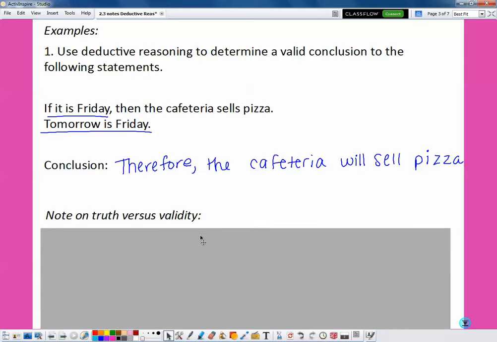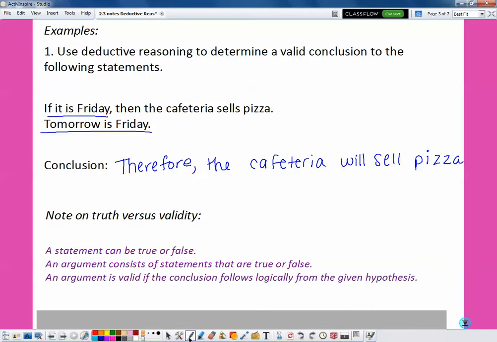Some notes about truth versus validity. A statement can be true or false. An argument consists of statements that are true or false. And an argument is valid if the conclusion follows logically from the hypothesis. So statements are true or false. Arguments are either valid or invalid.